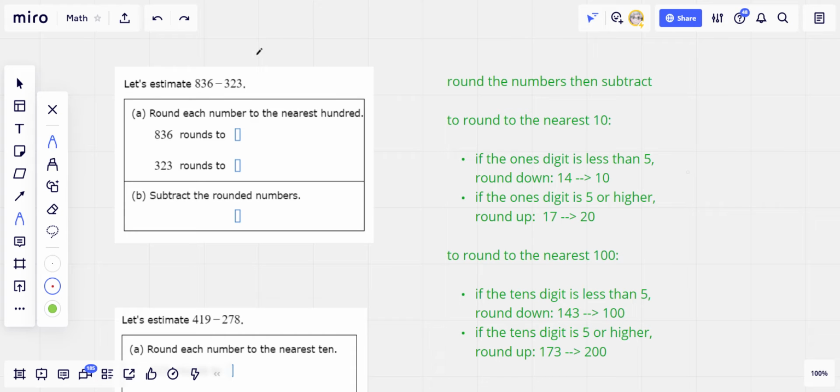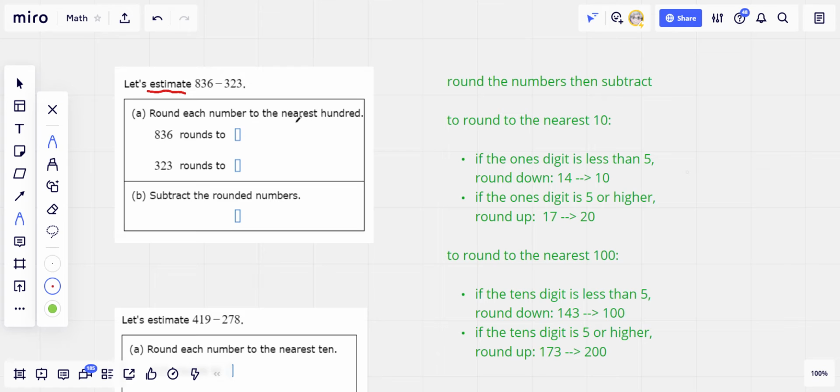Sometimes when doing math in the real world, you don't need an exact answer. And that's when estimation really comes in handy because it makes the problems easier and quicker to do. In these problems, we're doing some subtraction, but we're going to make it simpler by estimating. So the steps are to round the numbers to whatever they're telling us to round them to, and then perform the subtraction and just be satisfied that we have an answer that's close.